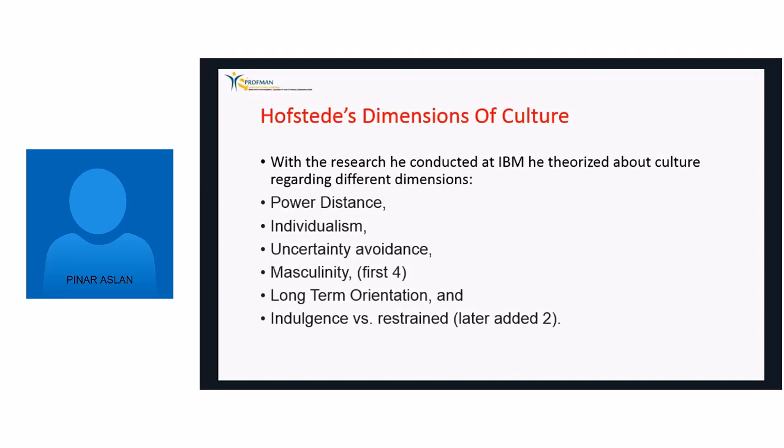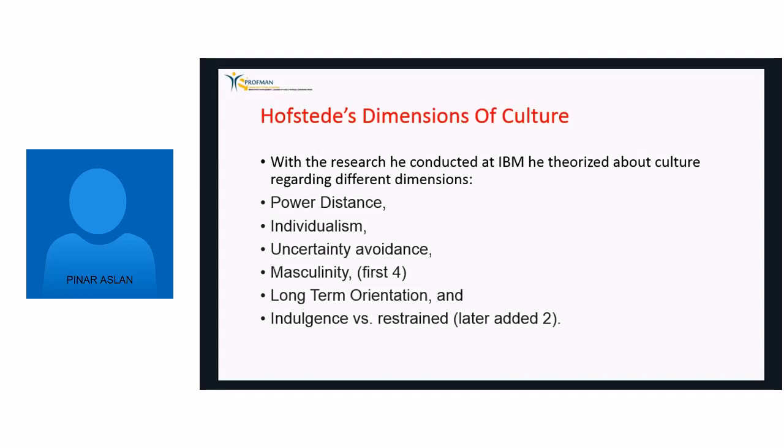At the time, the results of the IBM surveys with over 100,000 questionnaires were one of the largest cross-national databases that existed. In the original theory, he proposed four dimensions along which cultures could be analyzed, that is individualism, collectivism, power distance, uncertainty avoidance, masculinity, and femininity. These are the first four.